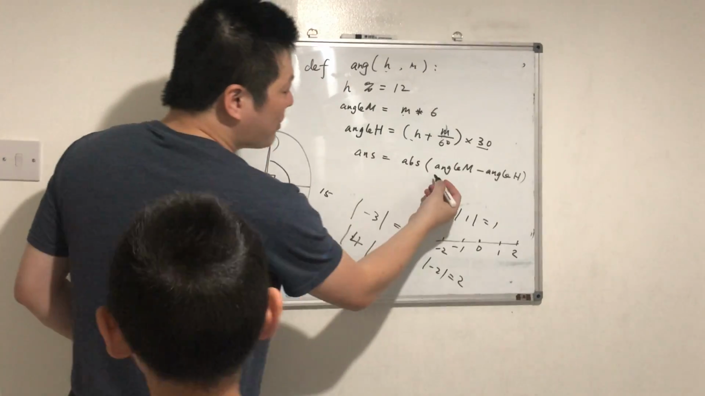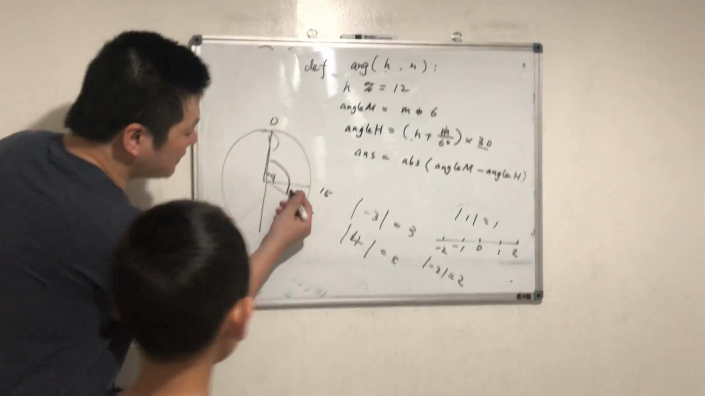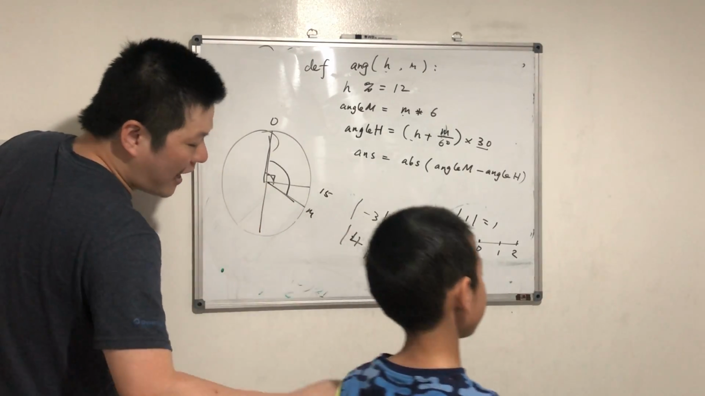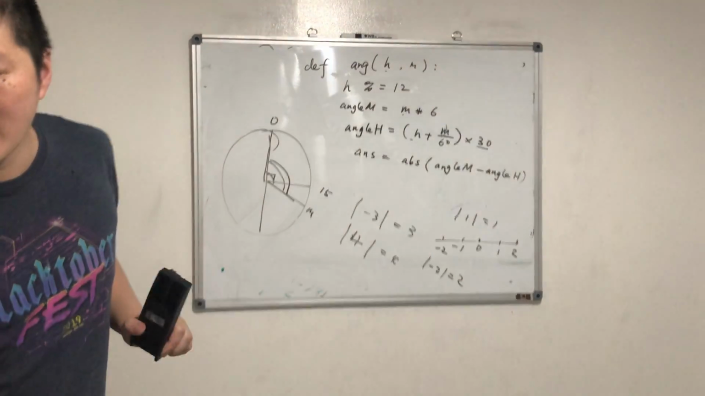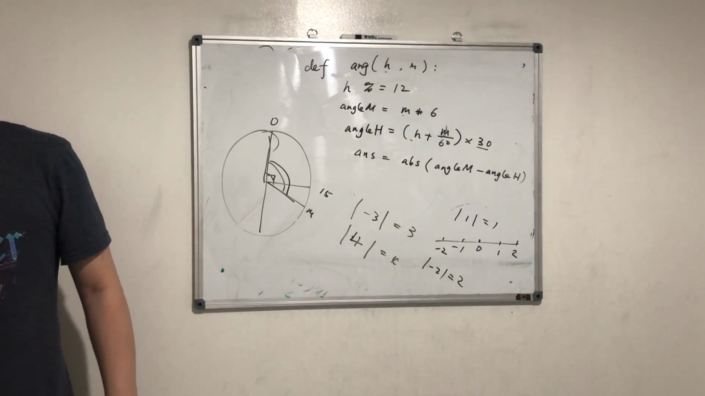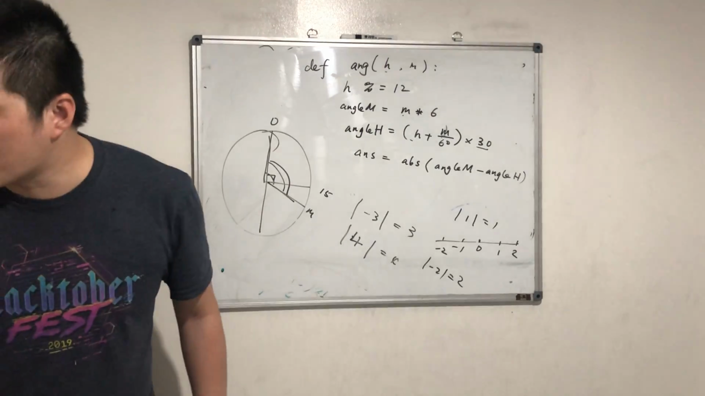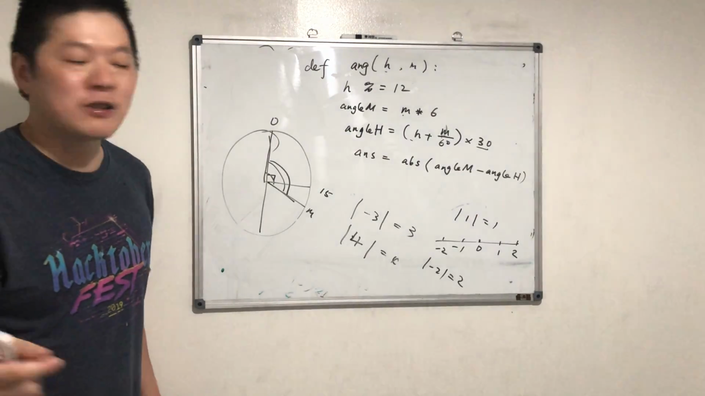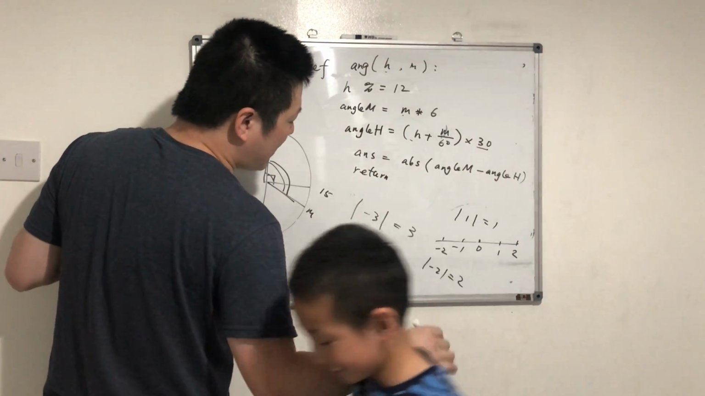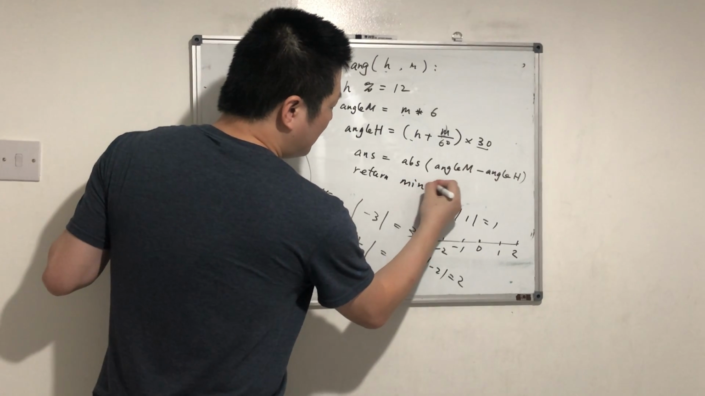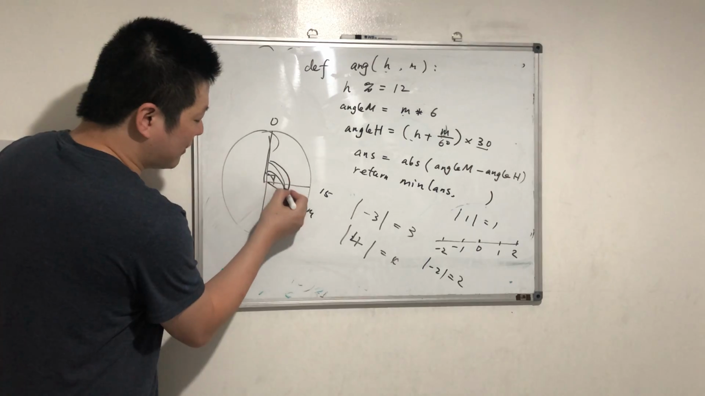That's what it is. So we want to calculate the angle. Well, the angle is obviously positive, because sometimes the hour angle is bigger than the minute, but sometimes the minute angle is bigger than the hour. Does it make sense? 3:30, the 30 minutes is bigger than the hour. 3:15, the hour is bigger than the minute. So we want to get the difference, and then return the minimum. We want to get the smaller angle, not the bigger angle.